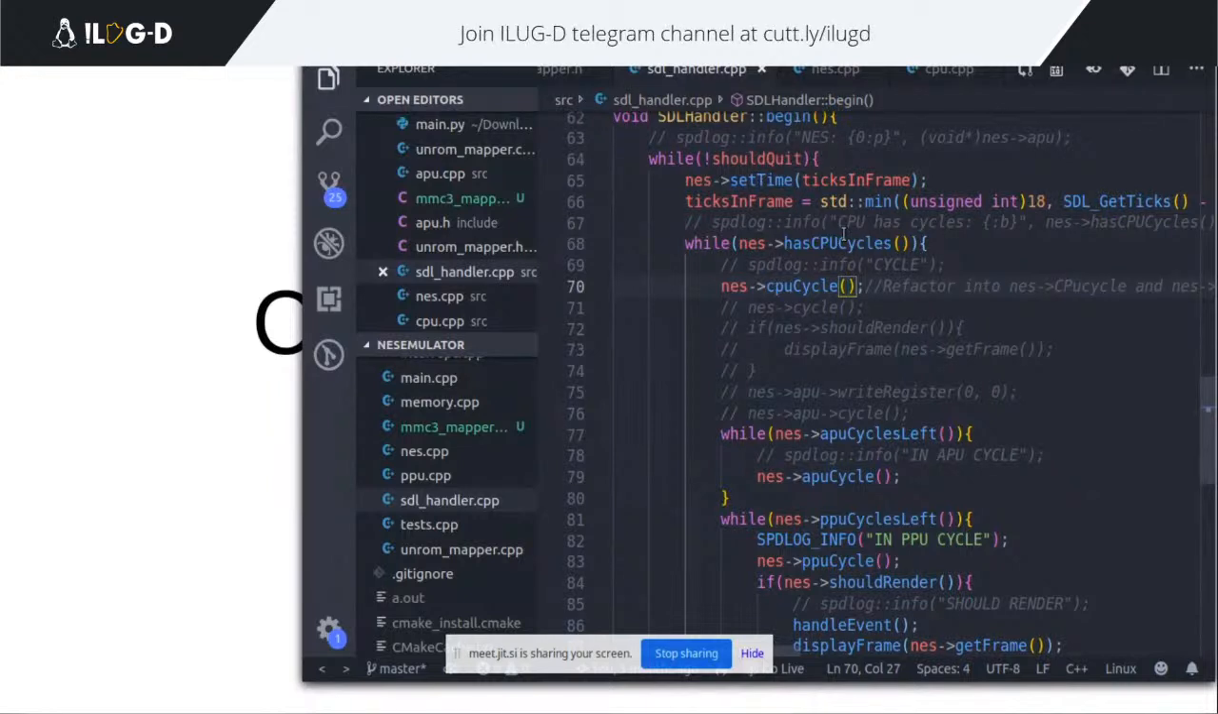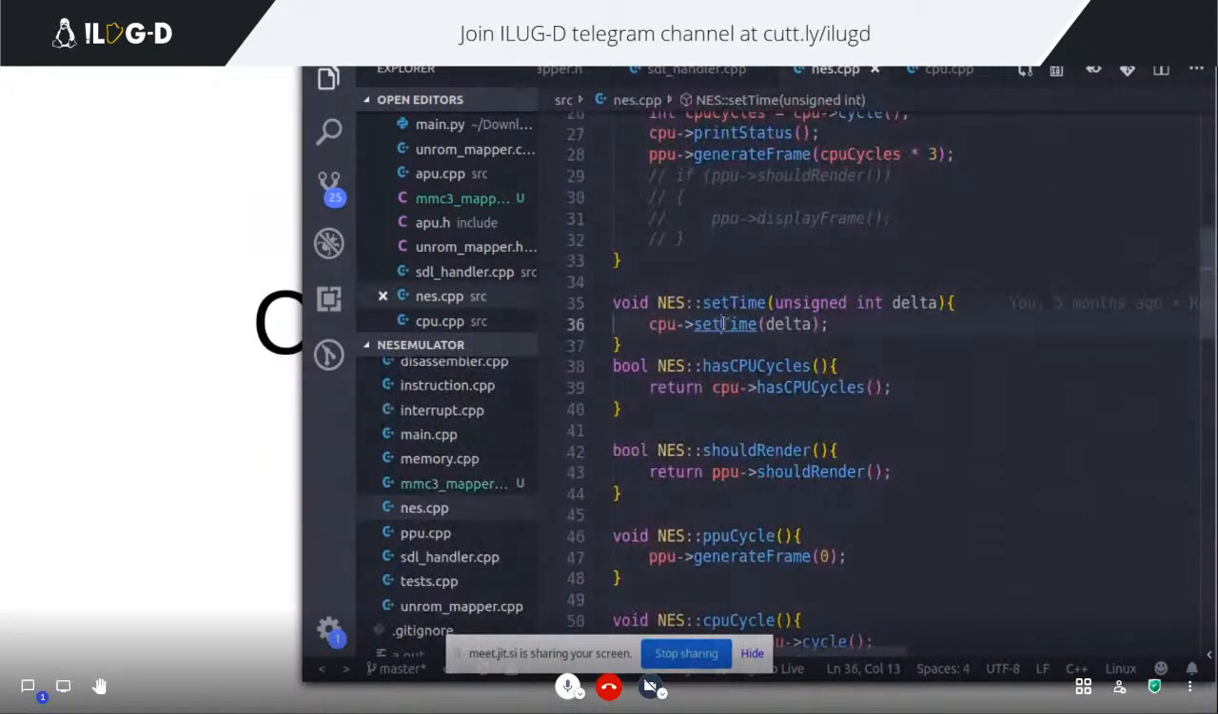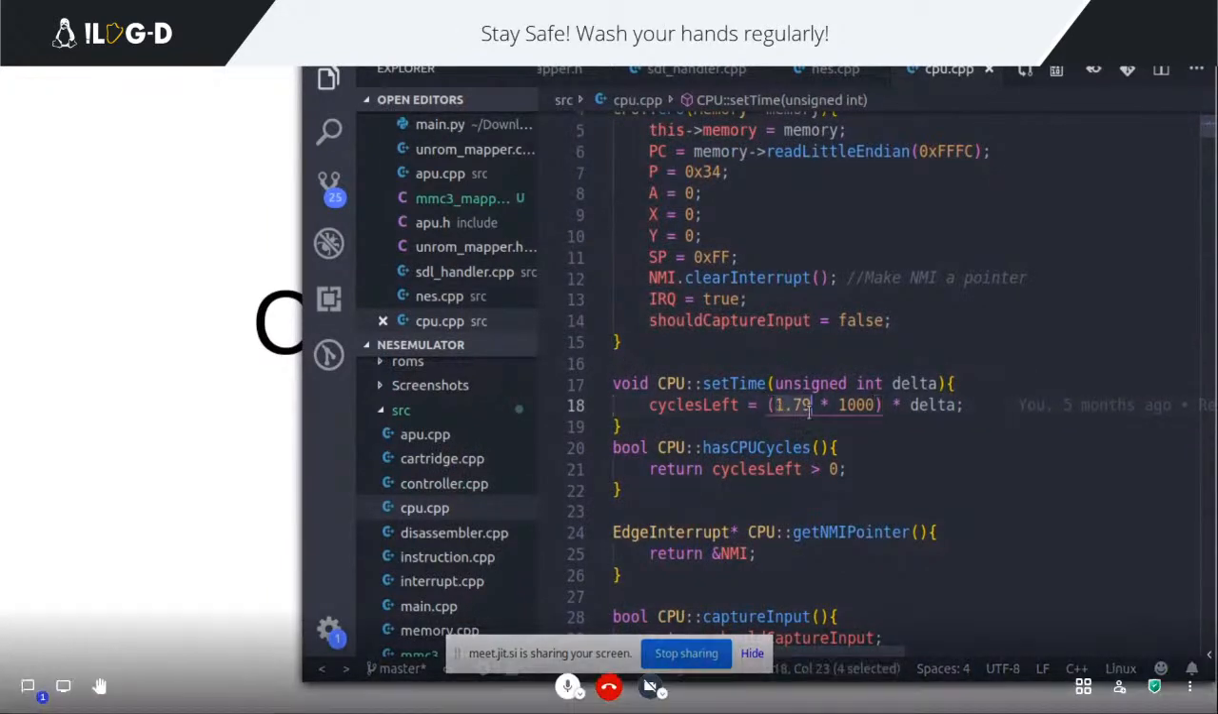So what happens is that after each cycle, it calculates how much time occurred between this cycle's beginning and the previous cycle's ending, and then it sets that time into the NES. So the NES, we know that the CPU runs at 1.79 megahertz. Right, so it's 1.79 million, I guess.